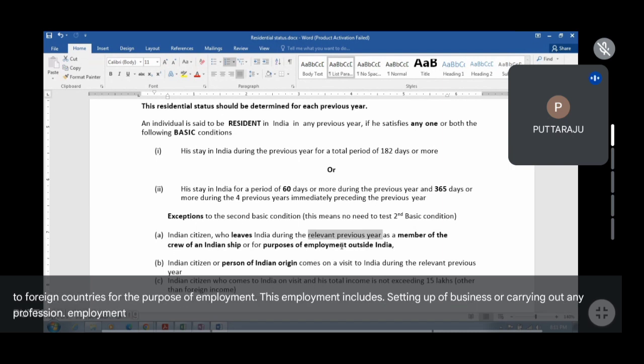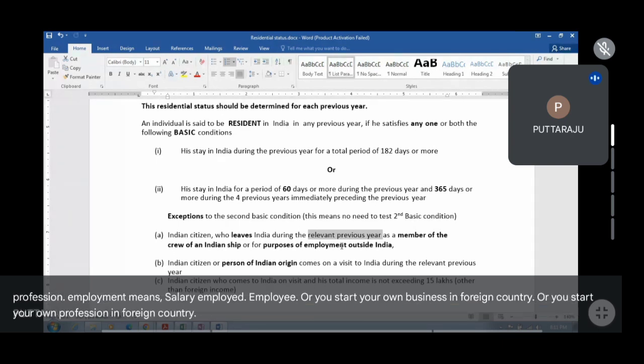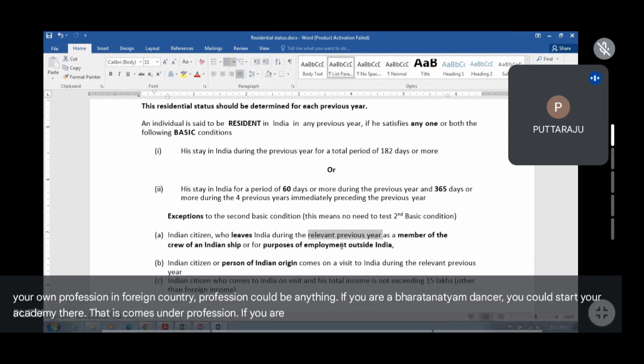Employment means salary, employed, employee, or you start your own business in a foreign country, or you start your own profession in a foreign country. Profession could be anything. If you are a Bharatanatyam dancer, you could start your academy there. That comes under profession. If you are an excellent yoga teacher, you can start a yoga school in the foreign country.